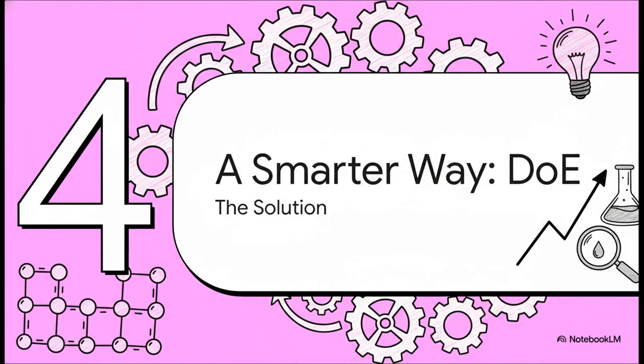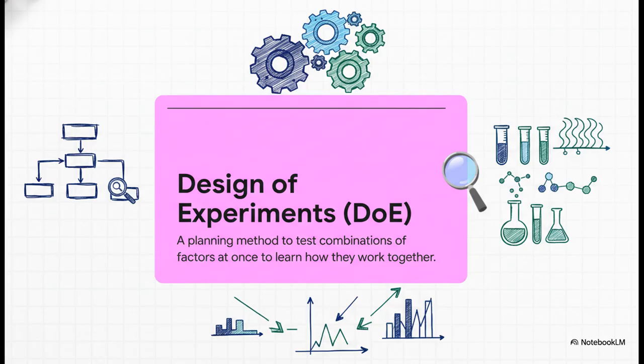Okay, that's enough doom and gloom. The good news is there is a much, much smarter way to do this. So let's talk about the solution. It's called Design of Experiments, or DOE. Now, don't let that name scare you off. You don't need to become a statistician. Just think of DOE as a smarter planning method.